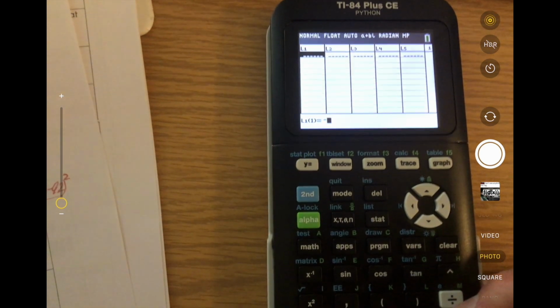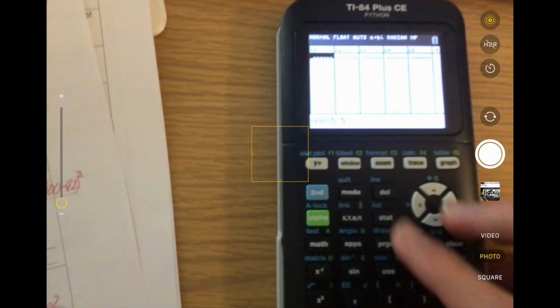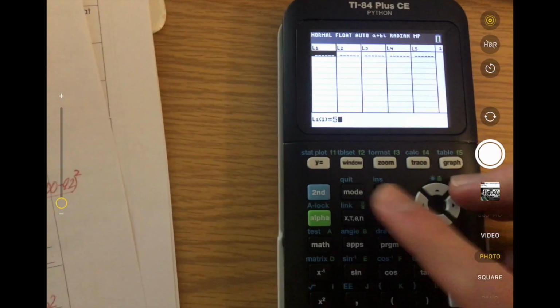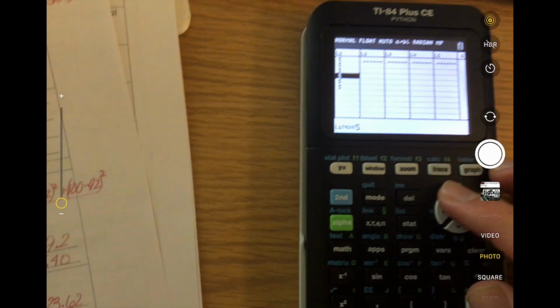Now, if there are any numbers in there currently, let's say there's, for some reason, a bunch of 5s there, and I want them cleared out quickly.